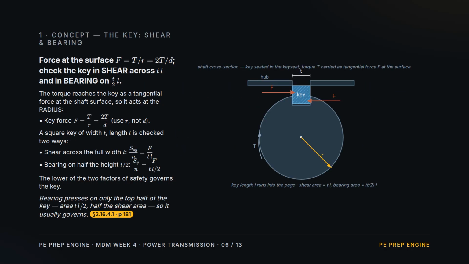Concept 5. The key itself. The torque arrives as a tangential force at the shaft surface, so it acts at the radius, not the diameter. F equals T over R, which is 2T over D. Miss that factor of 2, and the key force is half of what it should be. Then a square key is checked 2 ways. In shear, the force spreads across the full width times the length. In bearing, it presses on only half the height times the length. 2 areas, 2 factors of safety, and the smaller one governs the key.